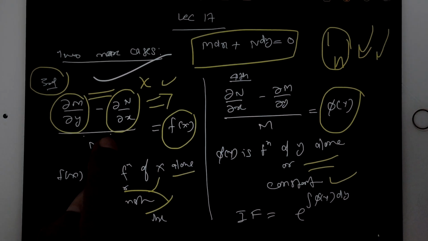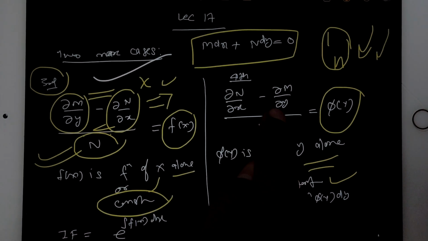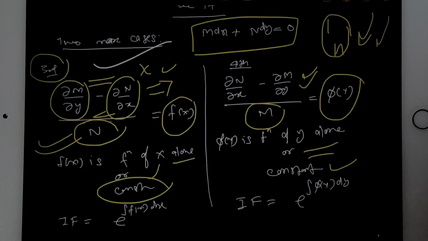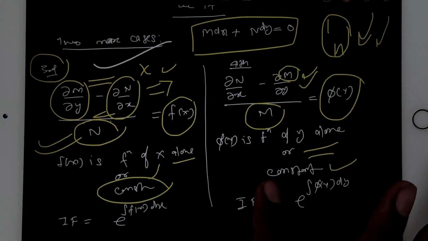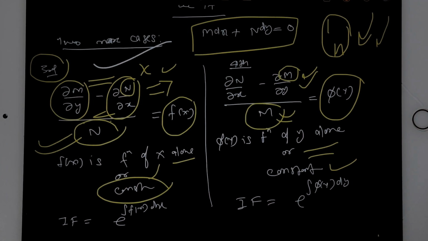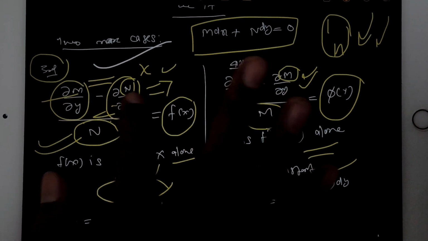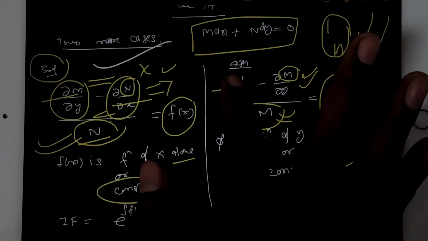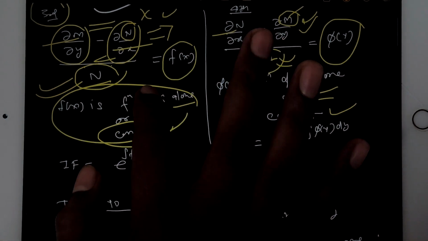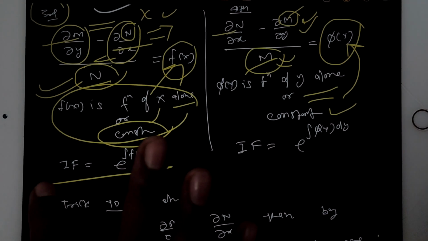Now that function you divide by N if you are subtracting in this way, or you divide by M if you are subtracting this way, right? So the trick is, if dou M is coming last, then divide by M. If dou N is coming last, then divide by N. Okay, means you remember it like this: (dM/dy minus dN/dx) by N, or you can remember (dN/dx minus dM/dy) by M. Okay, so you are going to get one function f(x), or you can say one function phi(y), and that function will further help you to find the integrating factor.